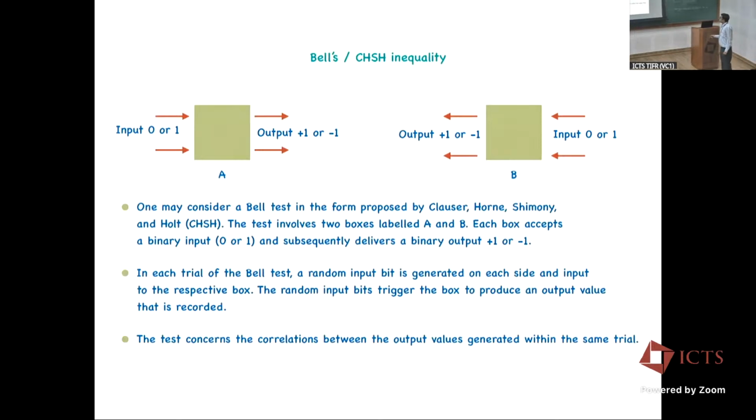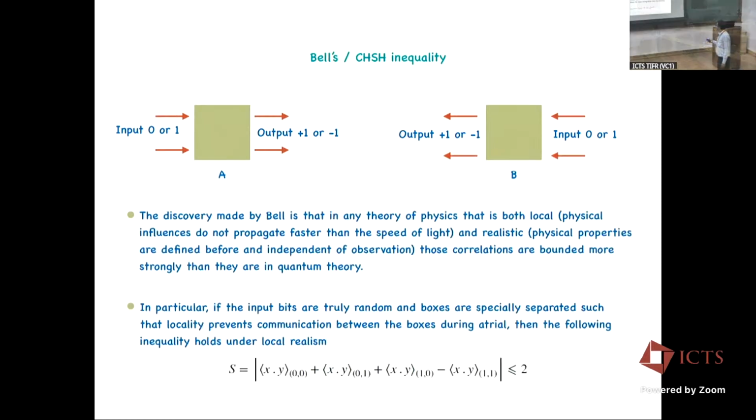Now the test concerns the correlation between the output values generated within the same trial. If I keep repeating these experiments, making these two boxes causally disconnected, so they are space-like separated, then no influence of box A can influence box B during the trial or during the measurement. If we ensure these conditions, then we can have a correlation of the outcomes, and we can also define a parameter from the correlation of the outcomes. If the input values are truly random and the boxes are spatially separated, so that locality prevents communication between the boxes during the trial, then the following inequality holds.